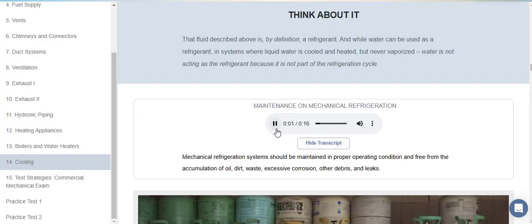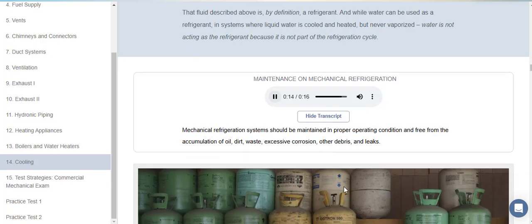Maintenance on mechanical refrigeration. Mechanical refrigeration systems should be maintained in proper operating condition and free from the accumulation of oil, dirt, waste, excessive corrosion, other debris, and leaks.